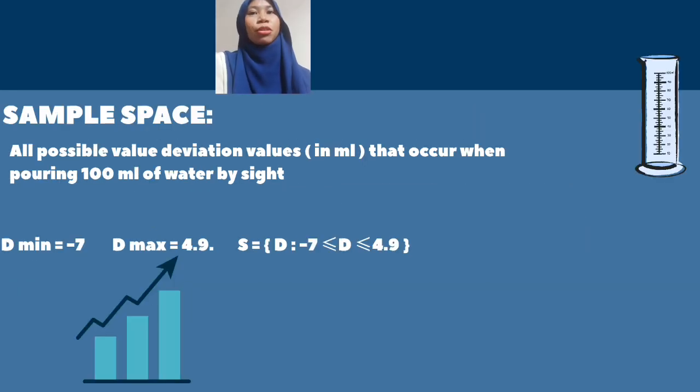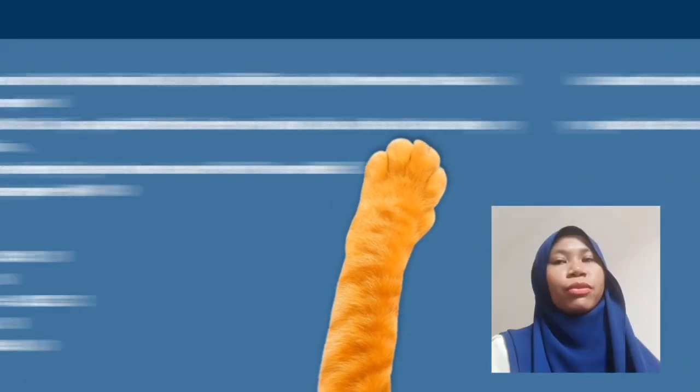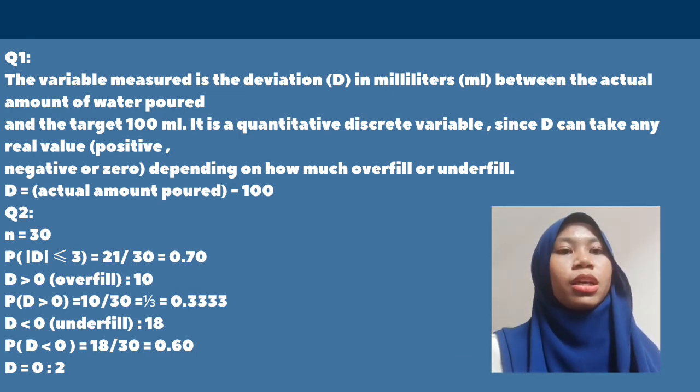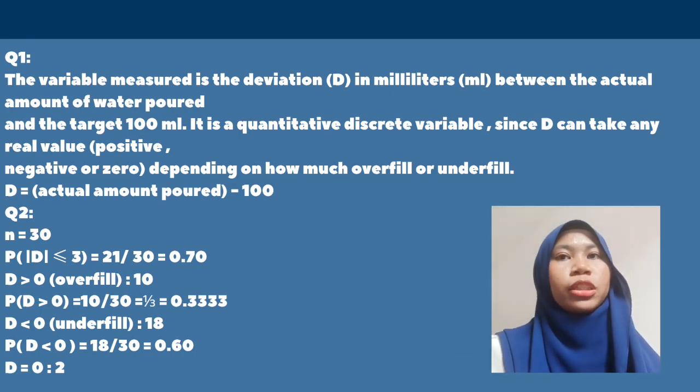The sample space is all possible deviation values in milliliters that occur when pouring 100 milliliters of water by sight. Deviation minimum equals -7 and deviation maximum equals 4.9. The sample space is between -7 and 4.9. For question 1, the variable measured is the deviation in milliliters between the actual amount of water poured and the target of 100 milliliters.